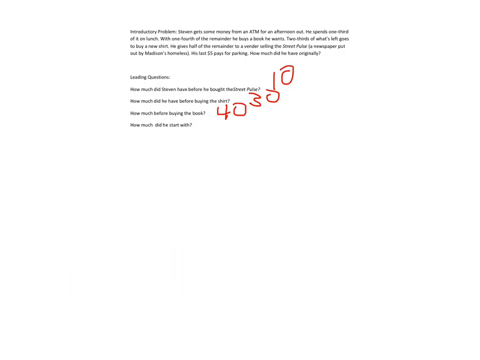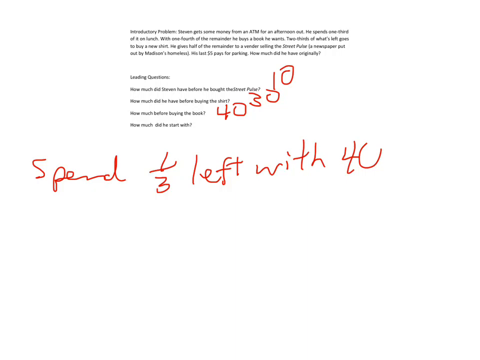And now I'm down to the last stage, figure out how much I had at the very beginning. So the $40 is what was left after spending 1/3 on lunch. So spend 1/3, left with $40. And again, the common mistake is to take the 40 and multiply it by 3. That doesn't work, because if I spend 1/3, then what I'm left with is 2/3, and so I can't just multiply that by 3.